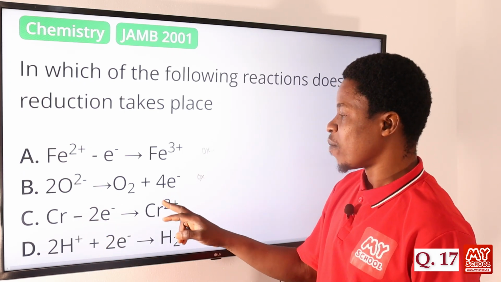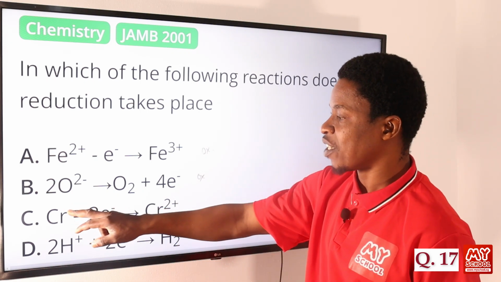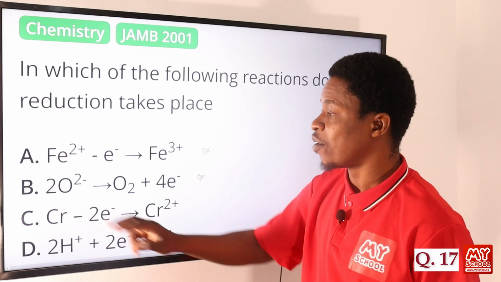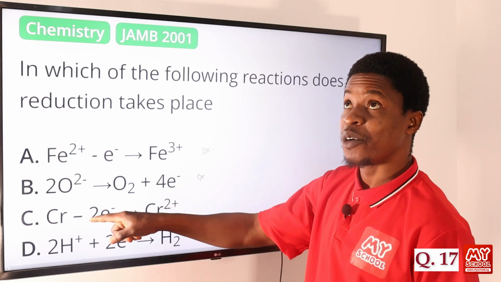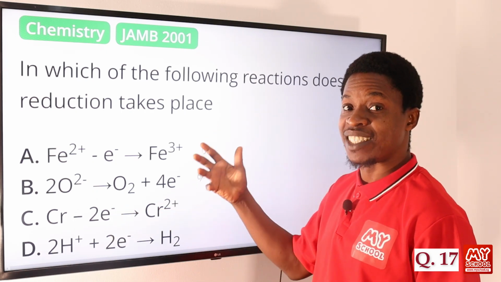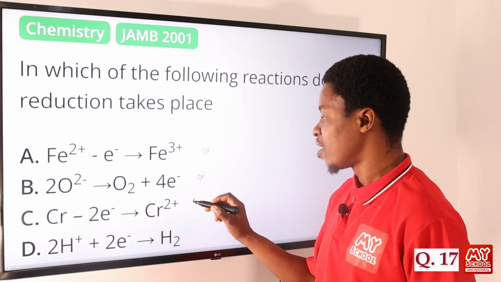Here, chromium loses 2 electrons to become 2 positive. So the oxidation state goes from 0 here to plus 2. That's also an increase in oxidation number. So that is what? Oxidation.